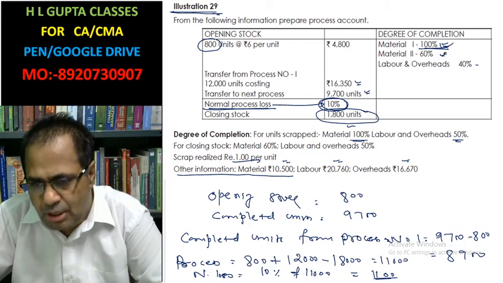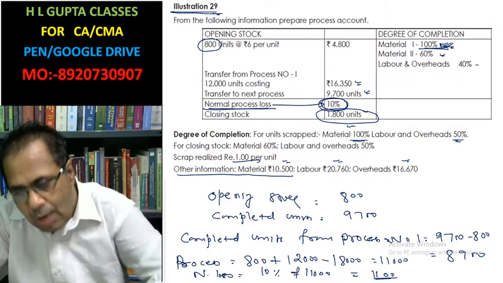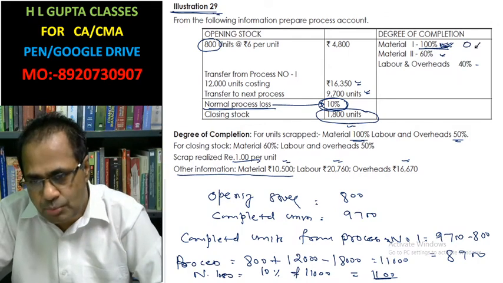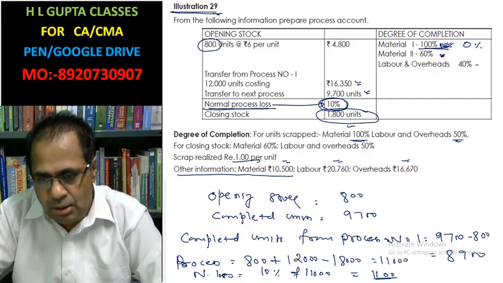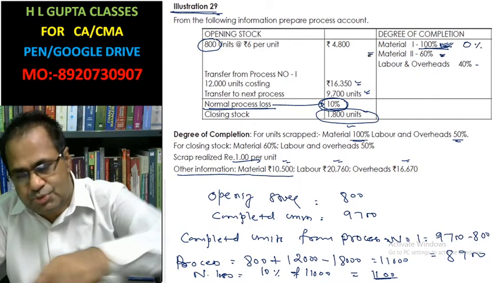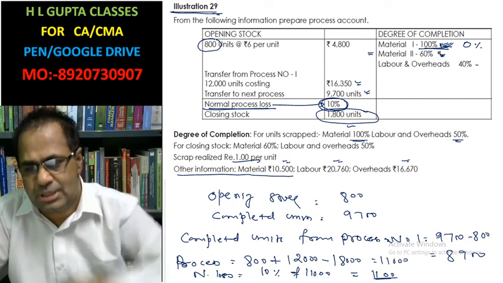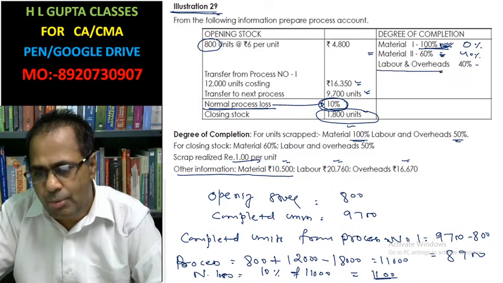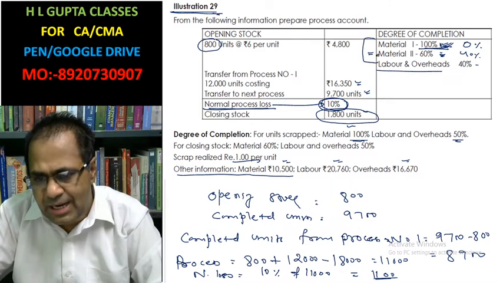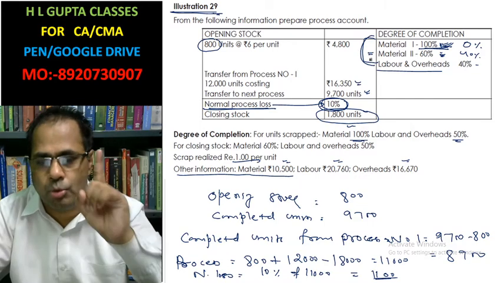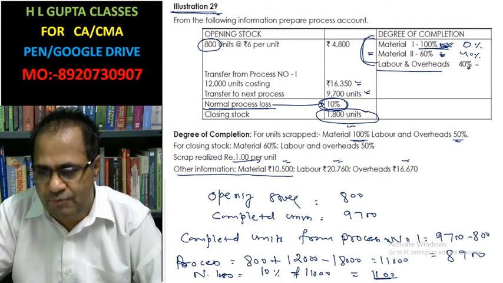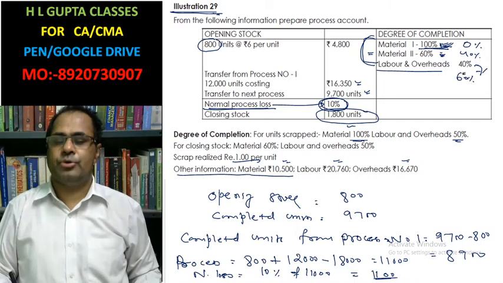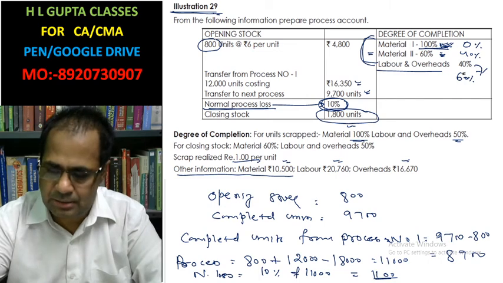If 100% is completed in the process first, then what percentage of work is required in this process? This is 0%. In the second case, in material second, 60% work has been done in the last process, then in this process 40%. And labor and overhead, the work completed in the last process, information is given for opening stock. This is labor and overhead 40%. Then in this process it is required to do 60%. Please try to understand in this case.